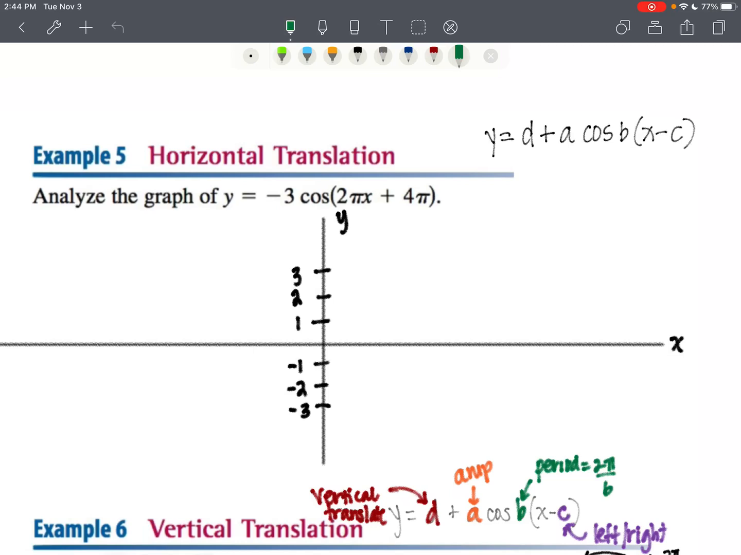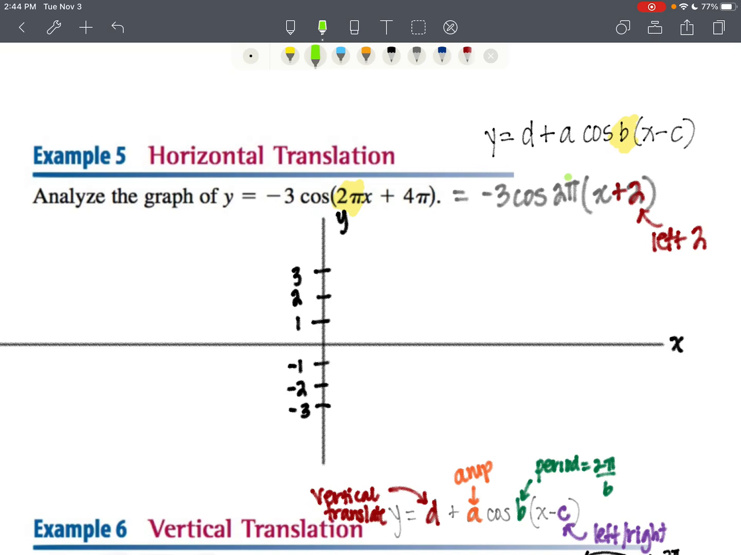We have another example of a horizontal translation in y equals -3 times the cosine of 2 pi x plus 4 pi. In this case, we're going to have to factor out the b value. So you can see that b value is factored out. We're going to have to factor out that coefficient of x, which is going to give us -3 times the cosine of 2 pi times the quantity x plus 2. So this plus 2 right here is our translation. It's going to shift the graph left 2 units.